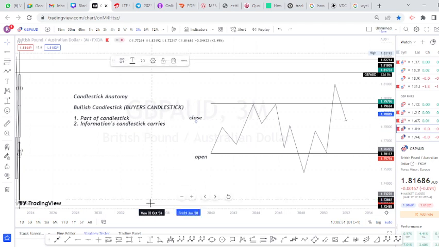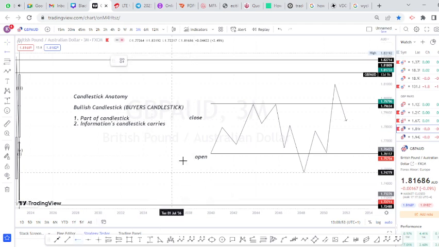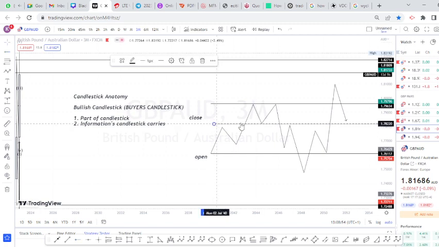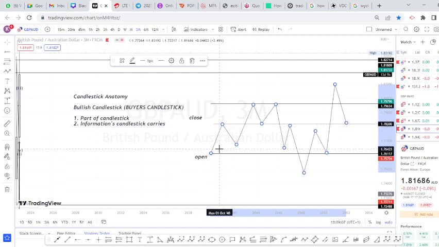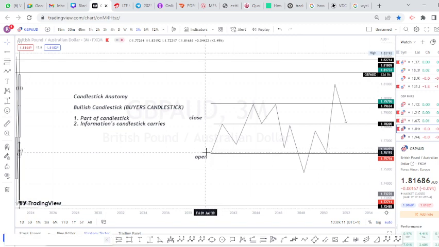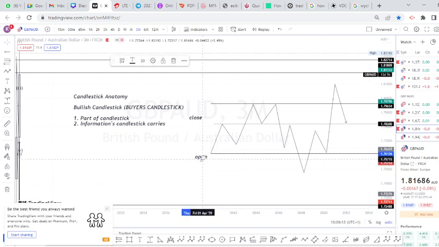So I said it closes around this level. Let me use something else to mark that level. This is the level at which it closes. So basically this information I just used is a line chart. The first two pieces of information we can see here are that this market opens around this level and it closes around this level.